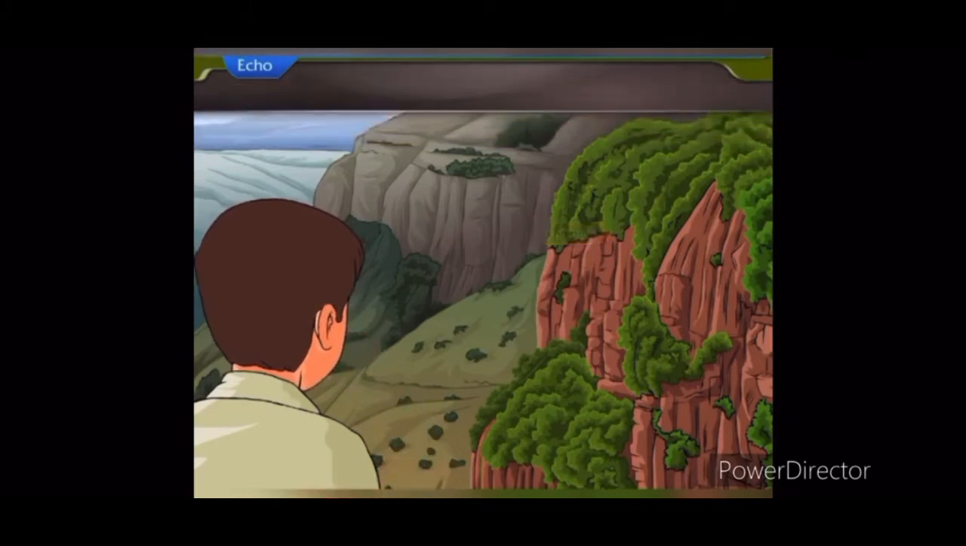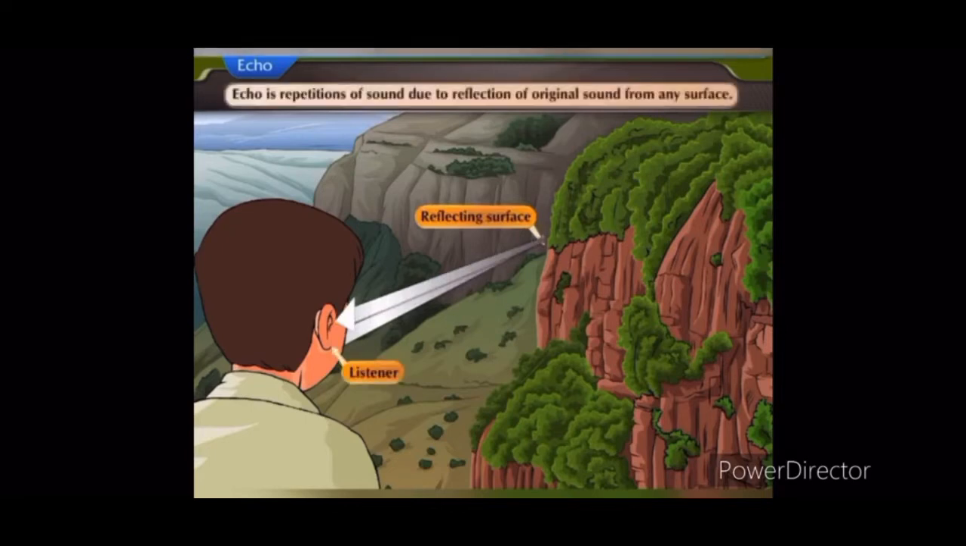This is an example of reflection of sound from a reflecting surface at a certain distance from the listener. Echo is repetition of sound due to reflection of the original sound from any surface.